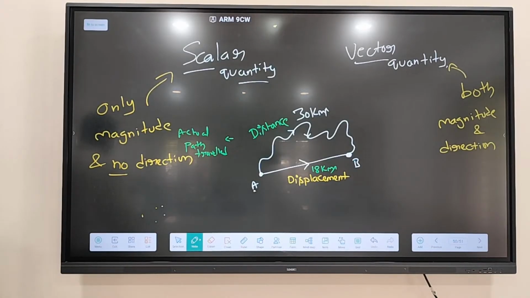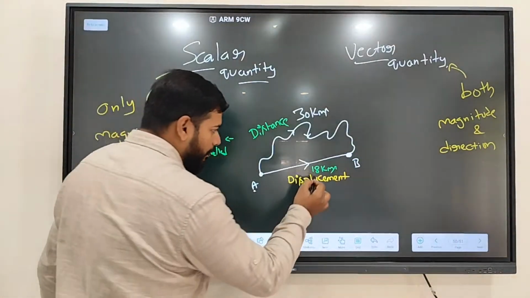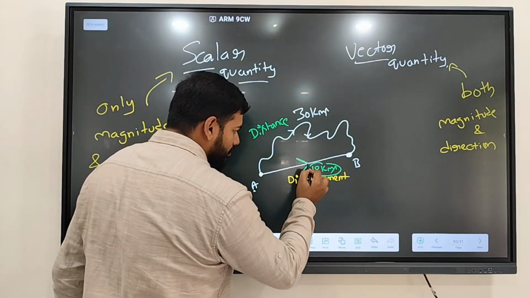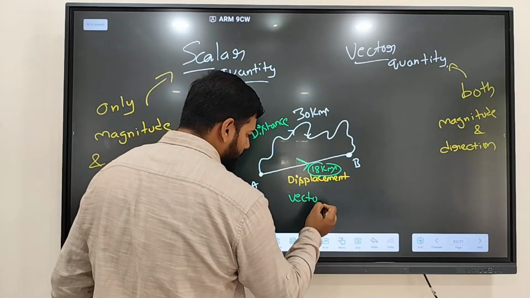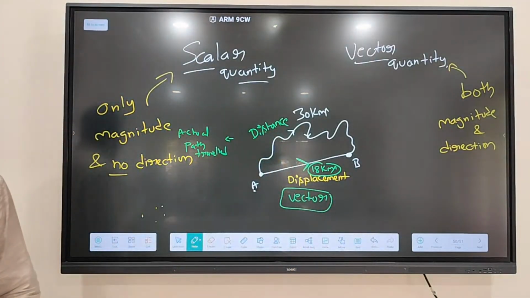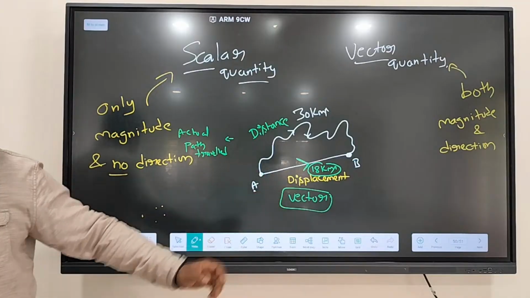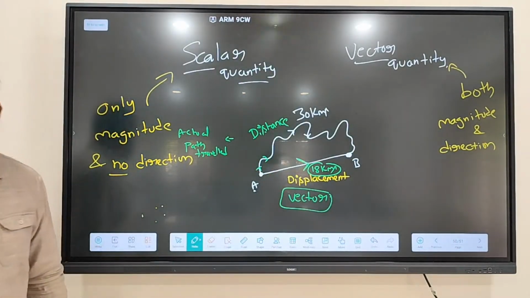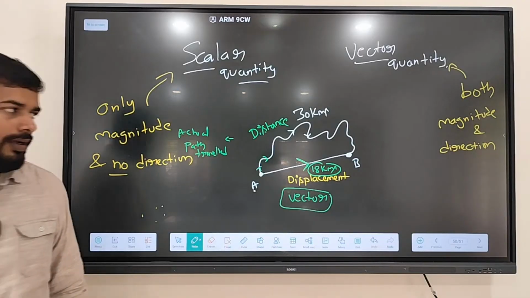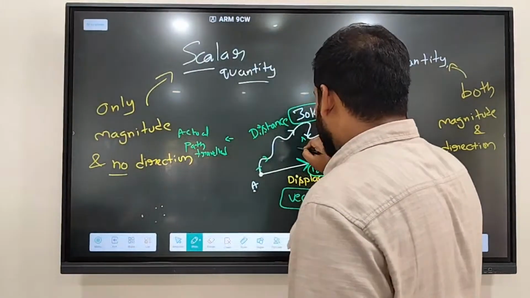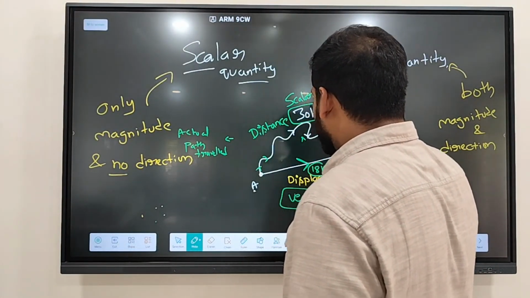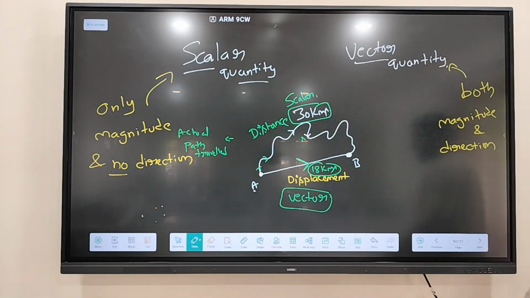Which physical quantity, distance or displacement, is having both direction and magnitude? Direction means single direction. Displacement, right? Displacement is having both magnitude and direction. This is vector quantity. Here distance is having magnitude but not a single direction. Sometimes I am traveling north, sometimes I am traveling east, right? That's why only magnitude is there, no direction. So it is called scalar quantity. Distance, scalar quantity. Displacement, vector quantity. Okay.